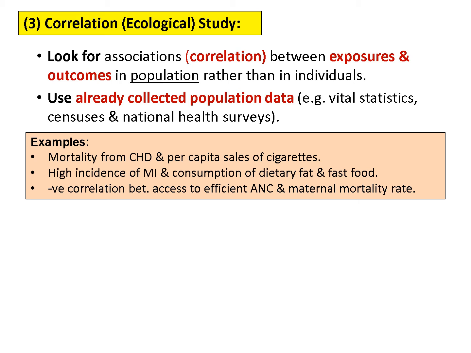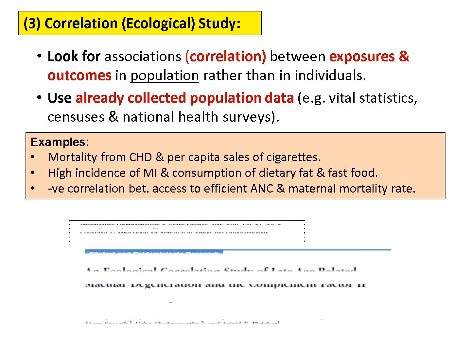Another example is to find the high incidence of myocardial infarction and consumption of dietary fat and fast food. The third example, and this is a very nice example, is efficient use of antenatal care. We try to detect if there is good use or efficient use of antenatal care in a healthcare setting, and also from the records we find the maternal mortality rate. Of course, in this case we find a negative correlation between both parameters.